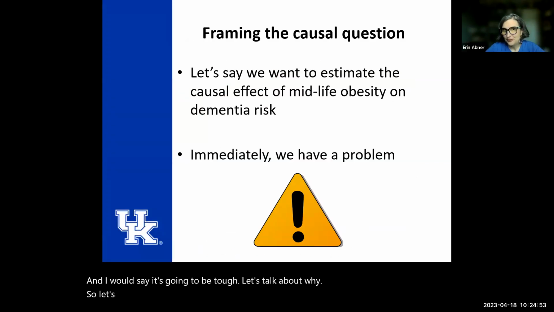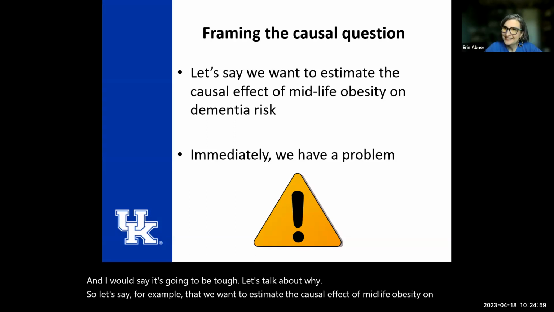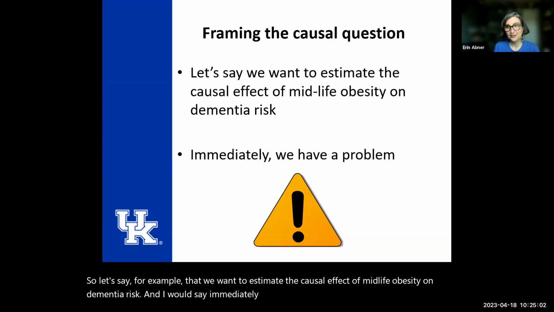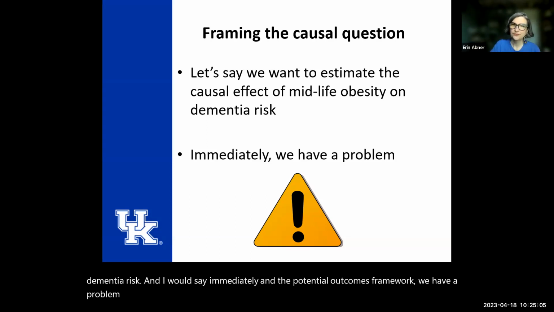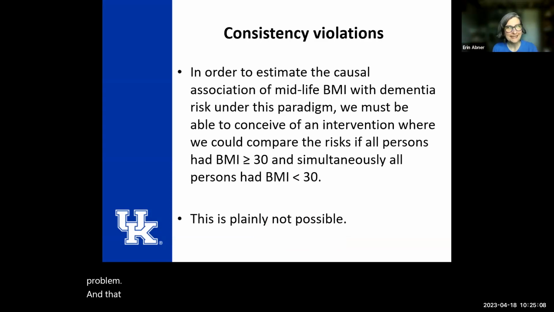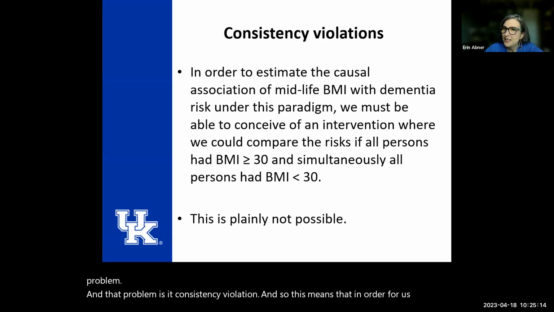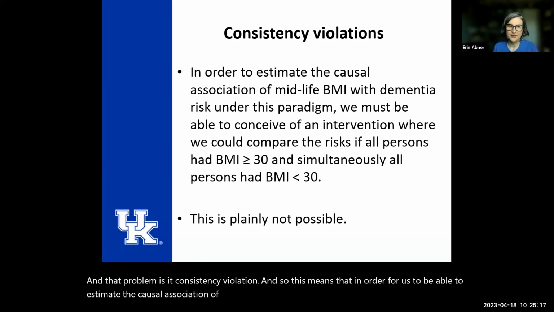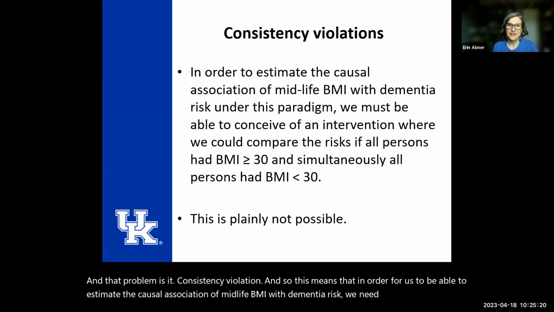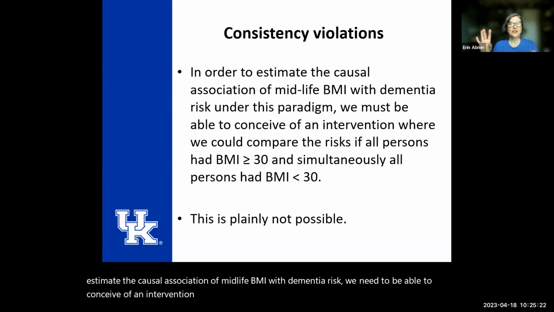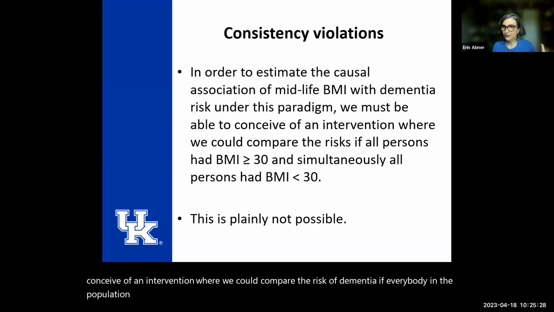So let's say, for example, that we want to estimate the causal effect of midlife obesity on dementia risk. And I would say immediately in the potential outcomes framework, we have a problem. And that problem is the consistency violation. And so this means that in order for us to be able to estimate the causal association of midlife BMI with dementia risk, we need to be able to conceive of an intervention where we could compare the risk of dementia if everybody in the population had BMI greater than or equal to 30 versus they simultaneously also had BMI less than 30.